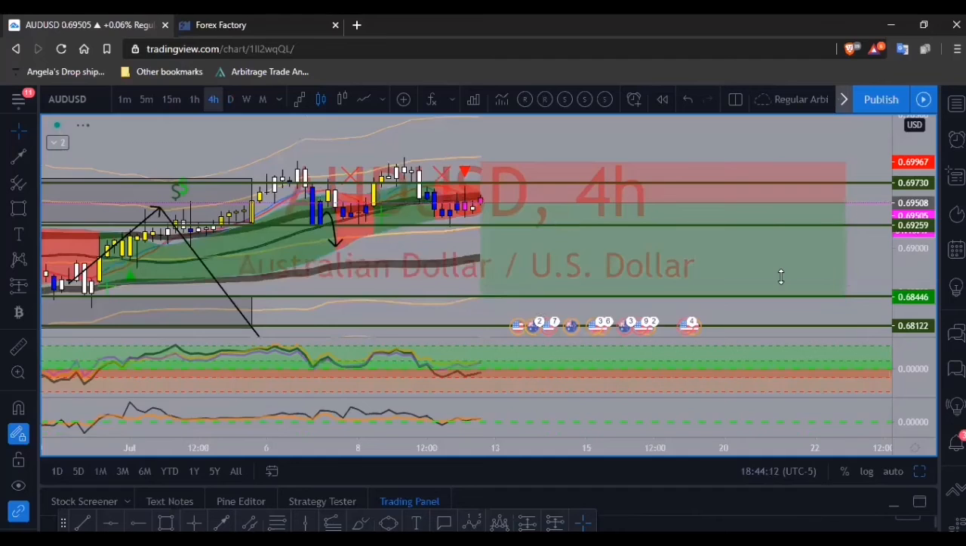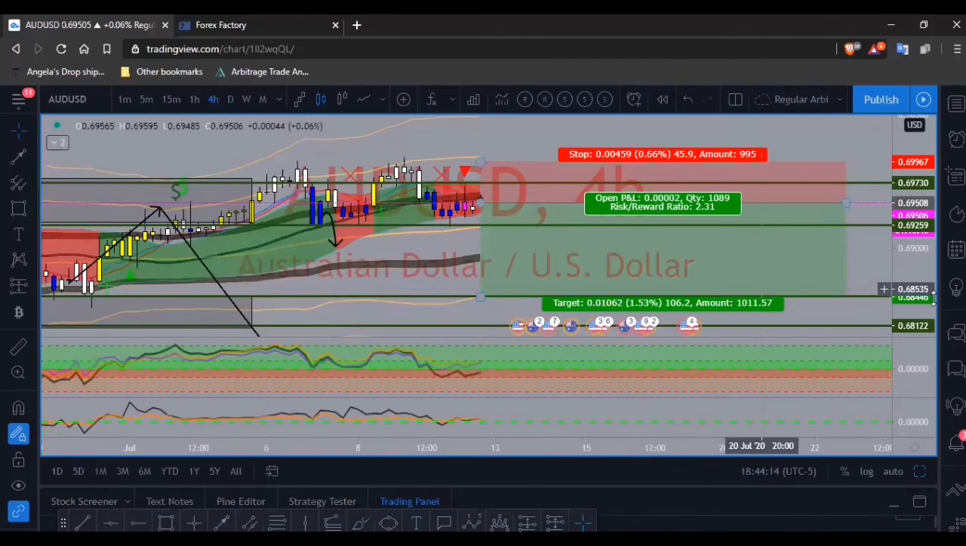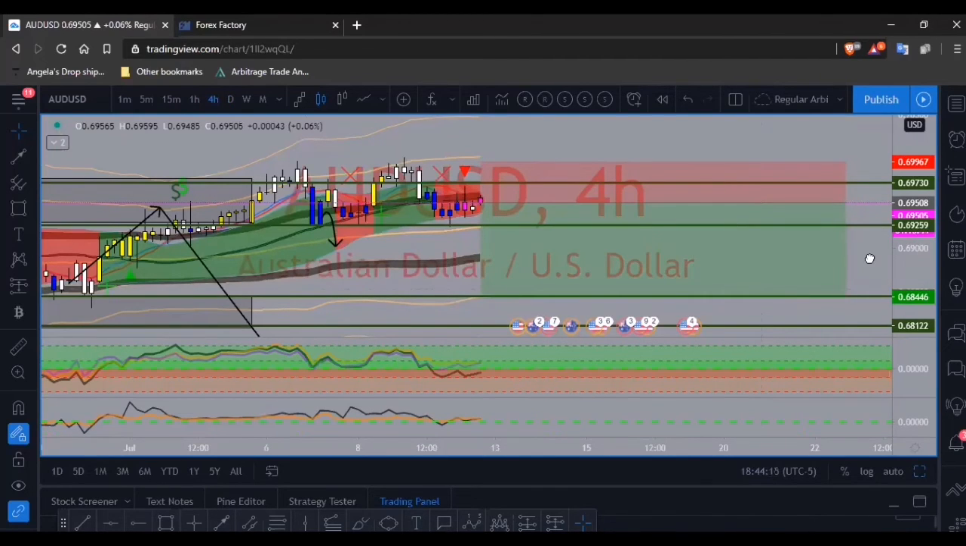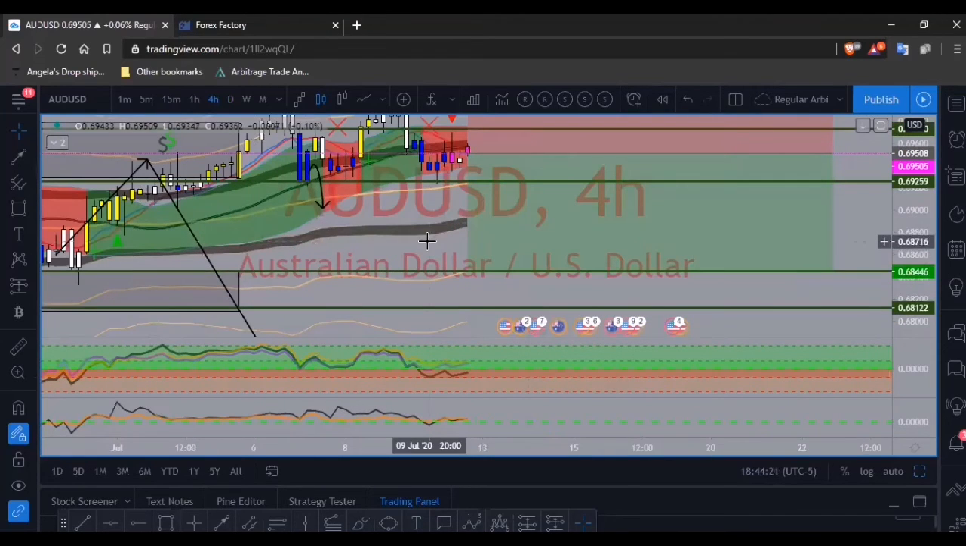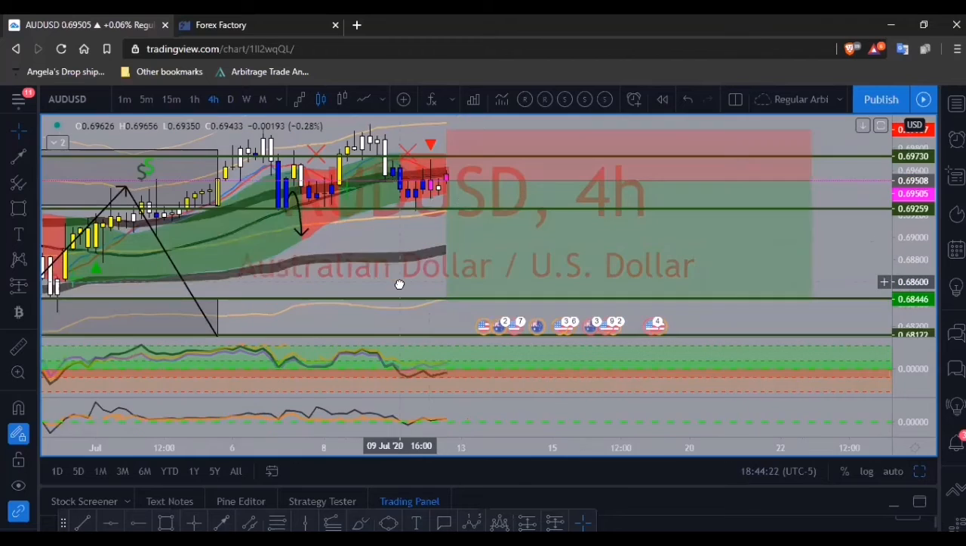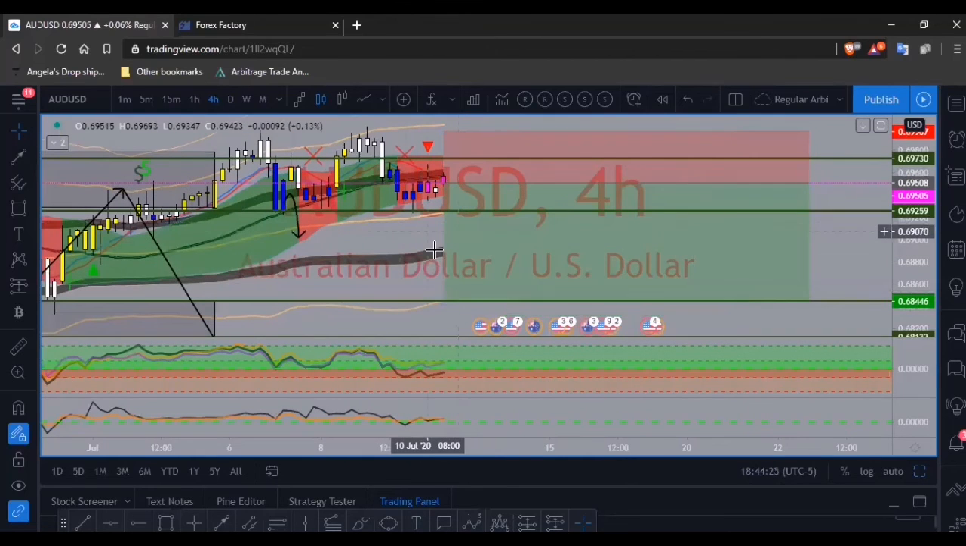And on the 4-hour time frame, that's taking it down to the 2 deviations, which is kind of like a TP2 for me. So that's perfect. So yeah, there's a sell opportunity on AUDUSD right there. Any questions?